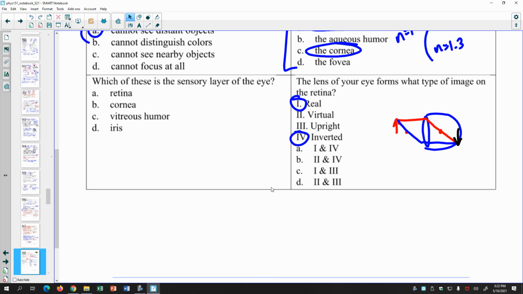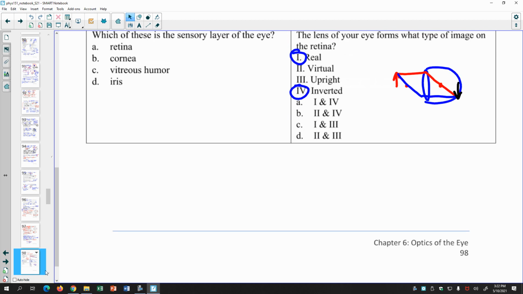Okay, so that's chapter 6. We can go back, we'll look at some old tests, and if you have any specific questions about it, we'll go back and look at that. Let's go ahead and look at chapter 7.